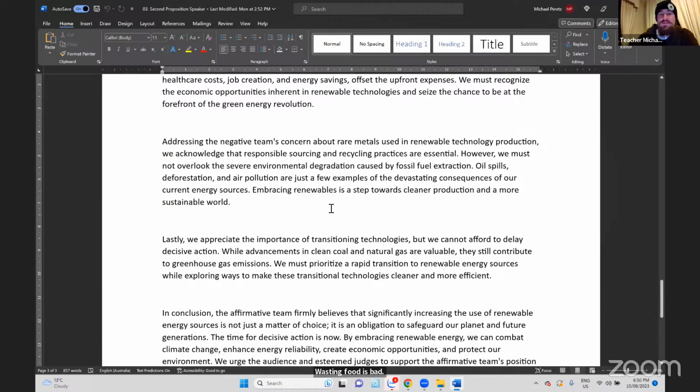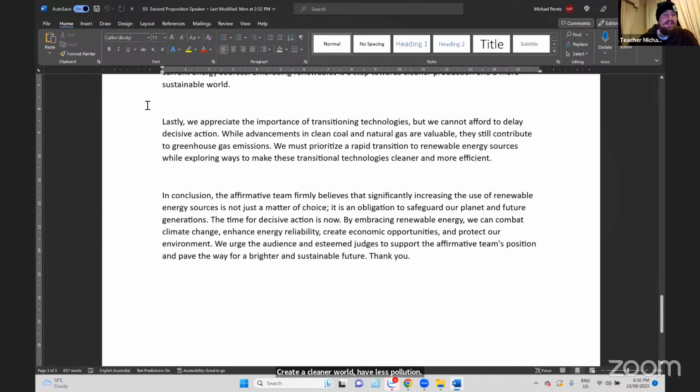So embracing renewables is a step towards cleaner production and a more sustainable world. So again, tying it back to the issue, embracing renewable energy will create a cleaner world, have less pollution. And lastly, we appreciate the importance of transitioning technologies, but we cannot afford to delay decisive action. So here they're saying, yes, we appreciate that you think that we can't just change, but we can't afford to wait any longer. We don't have time to transition. We need to just get to green energy now.